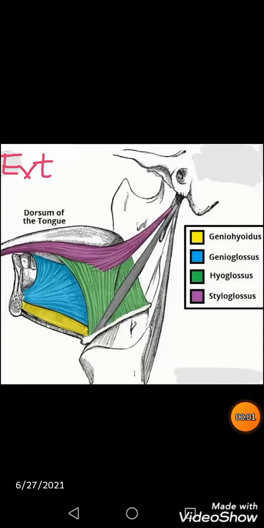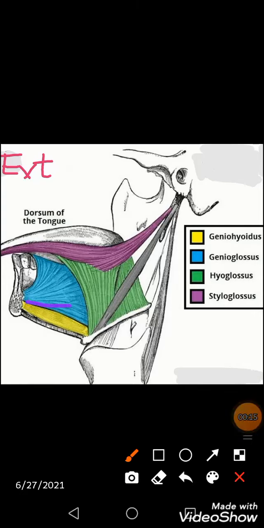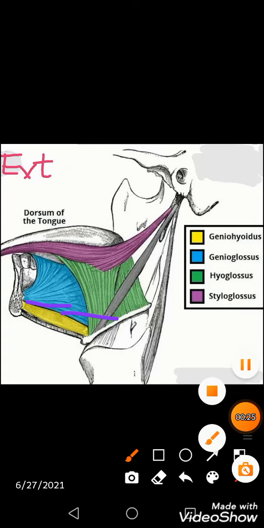Now, muscles of the tongue. These are 4 extrinsic muscles and 4 intrinsic muscles. First of all, extrinsic muscles. You can see the genioglossus, which is marked in blue color. It is attached to the mandible at the genial tubercle of the mental spine of the mandible and up to the body of the hyoid bone, right?